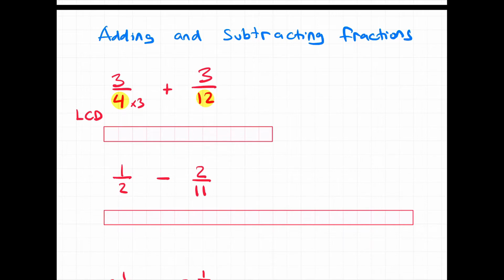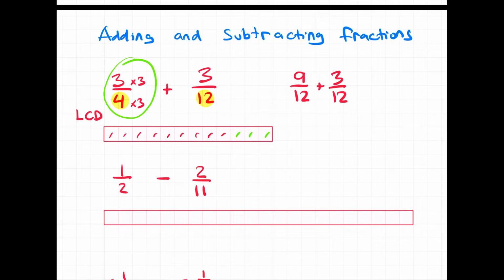Now remember, if I multiply the bottom number by 3, I have to multiply the top number by 3. So if we rewrite this one right here, we get 9 over 12, and in this case we'll add it to the 3 over 12. The 9 out of 12 would be like 1, 2, 3, 4, 5, 6, 7, 8, 9. And the 3 out of 12 would be 1, 2, 3 little pieces. And you can see we've covered in all 12.